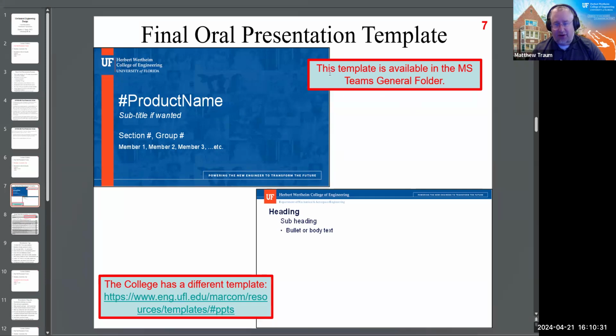I do have a template that I've created for presentations in other classes that I quite like. And so I've loaded this template onto the Microsoft Teams general folder for the course. It's available there for you if you want it. You're not required to use it, but it's there if you want it. The College of Engineering also has a template, which maybe looks a little bit more modern. I like my template better, but I'm probably biased. So if you want to use the College of Engineering template, you are welcome to do that too. And here's the URL that gives you access to the college's template.